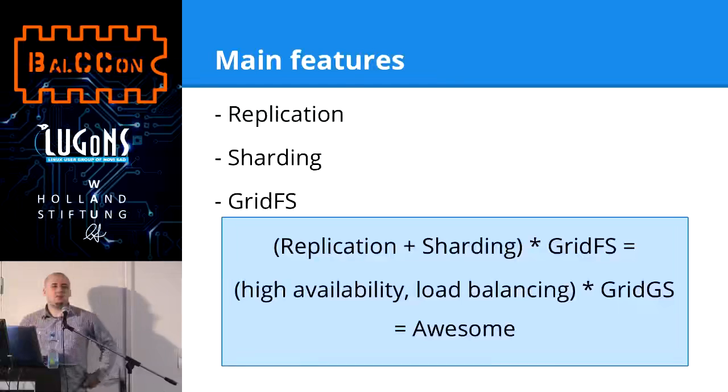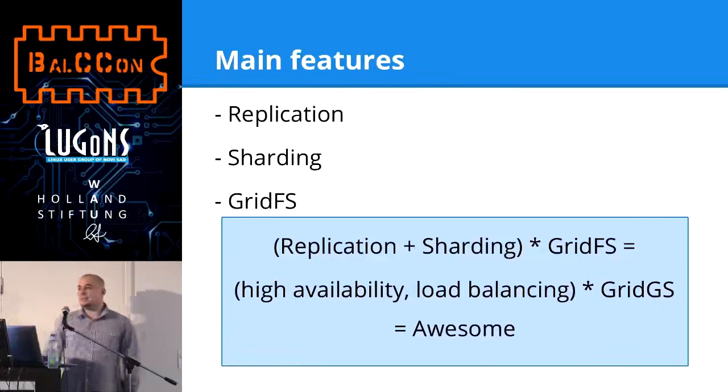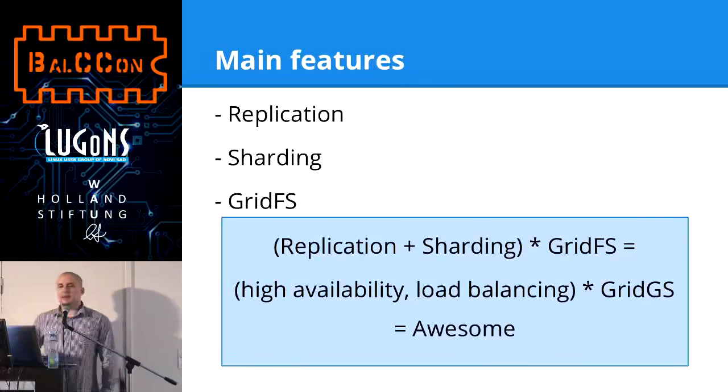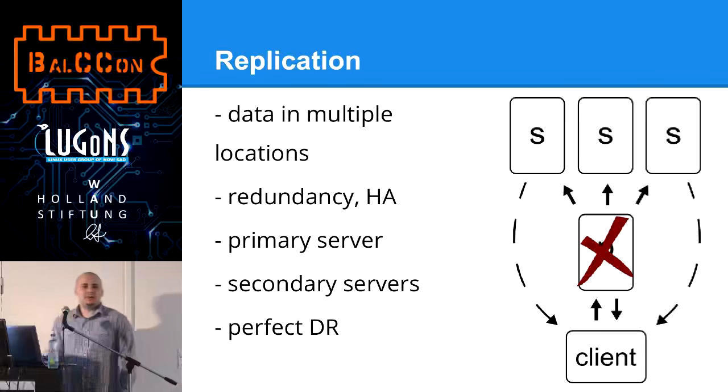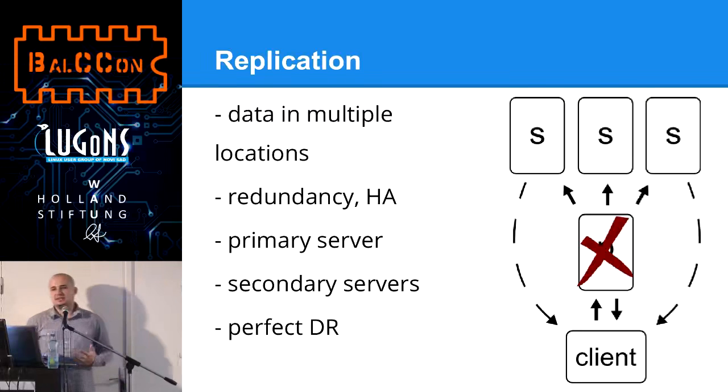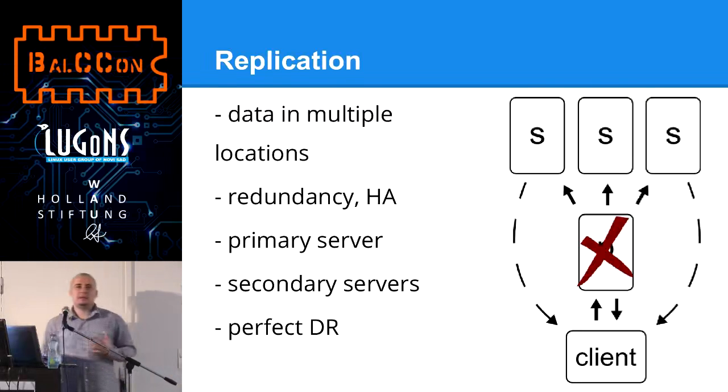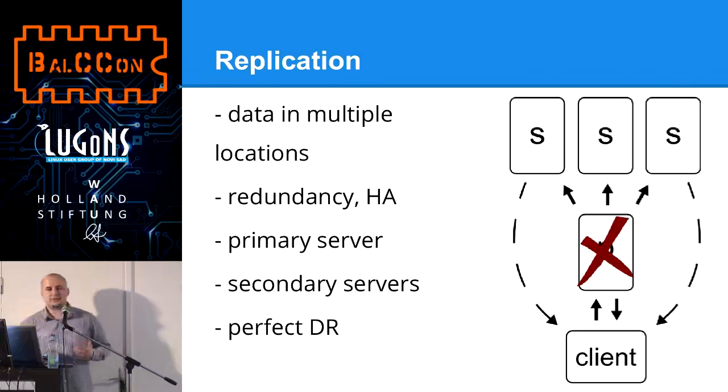There are three main features for which we chose MongoDB, and the first one of them is replication, which I'll explain in a couple of minutes. Replication, as you may know, is basically copying the data to multiple locations. It's an automatic method, and it brings redundancy and high availability to your cluster.